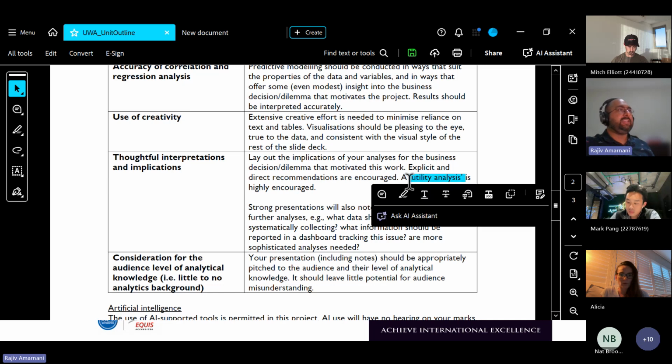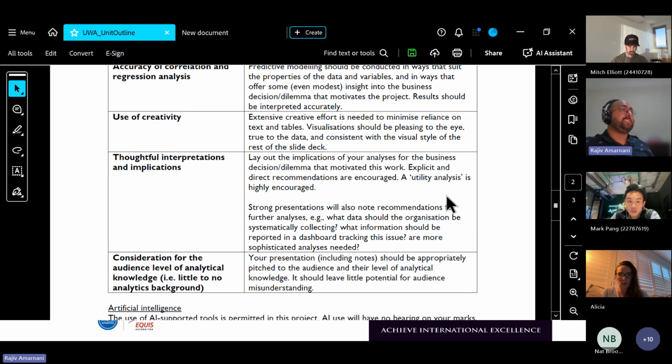And yeah, a utility analysis or a cost benefit analysis is highly encouraged. And you're going to want to think about what data should be collected for the next iteration of this, if there were to be one. So if someone were to put together a dashboard tracking the issue that you are conducting analysis on, what should go on the dashboard? What new stuff should be collected in a subsequent data analysis, and are more sophisticated analyses needed, which we'll go through today.